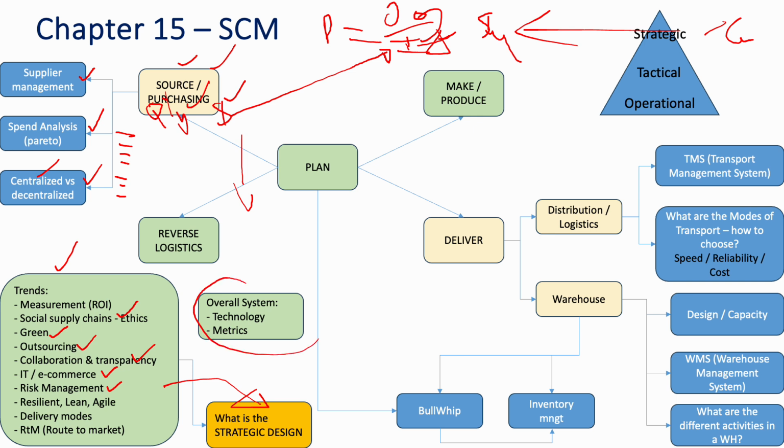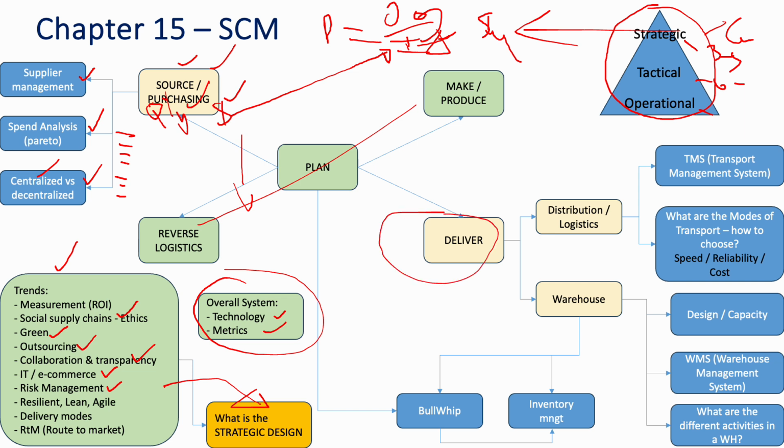And then from a system point of view, what are the technology and metrics that we would use? These we would be talking about in the coming weeks. If you remember correctly, in week 1 we spoke about strategy, tactical and operations. Strategy 3 to 5 years, tactics 6 to 12 months, operational is sort of the daily, weekly, monthly.